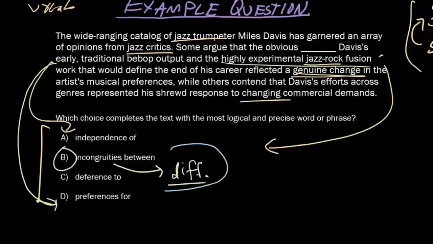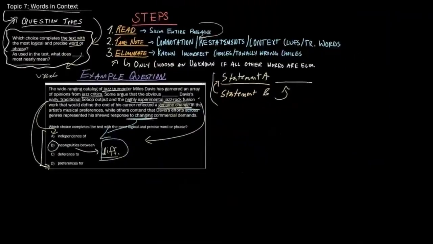But even if you didn't know this word, see, we were able to figure that out. Now, incongruities makes sense. Incongruities means a difference. It means a change, some sort of difference between two things. Here, we're comparing this and we're comparing this, and we have a genuine change, another change. So what we're trying to look for here is a word that involves some change. And that's how you solve words in context.